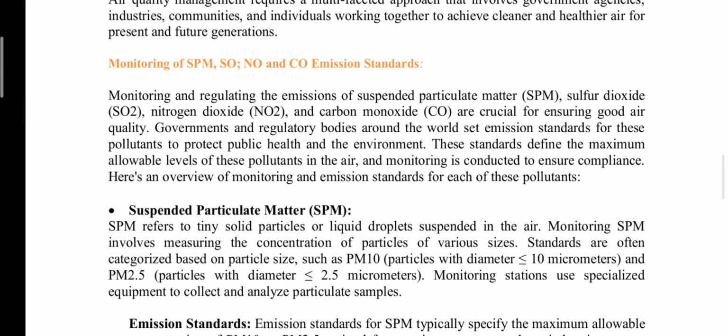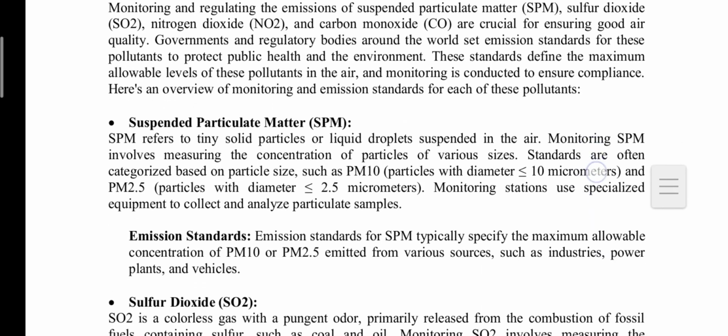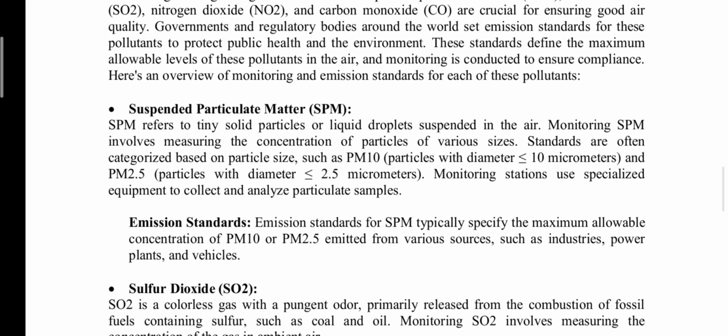Here is an overview of monitoring and emission standards for each of these pollutants. First, suspended particulate matter. This comes under secondary pollutants. Based on size, suspended particulate matter is classified into two types, PM 2.5 and PM 10. Monitoring stations use specialized equipment to collect and analyze particulate samples.